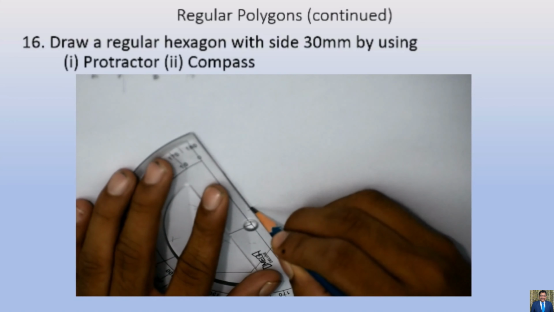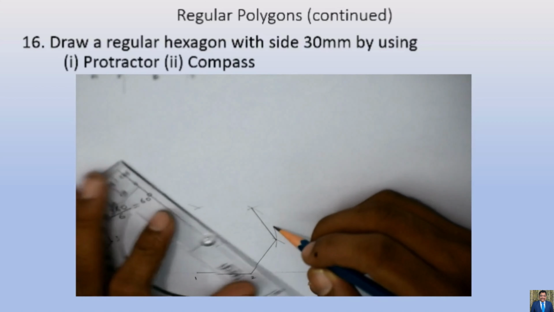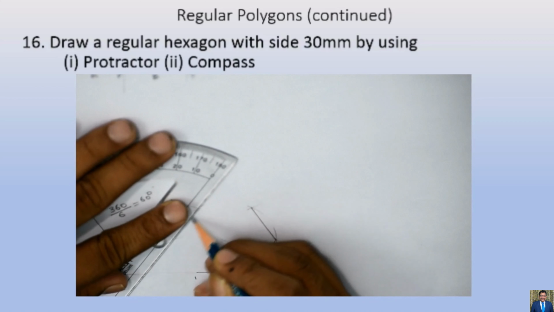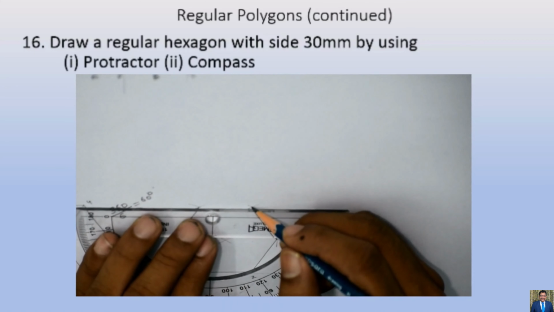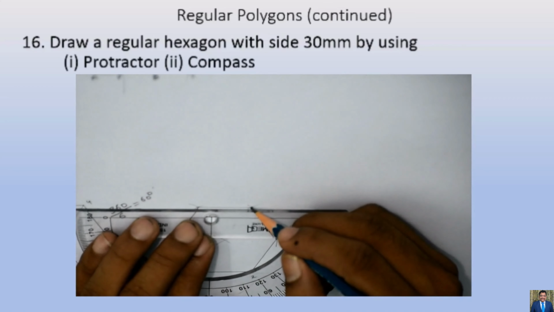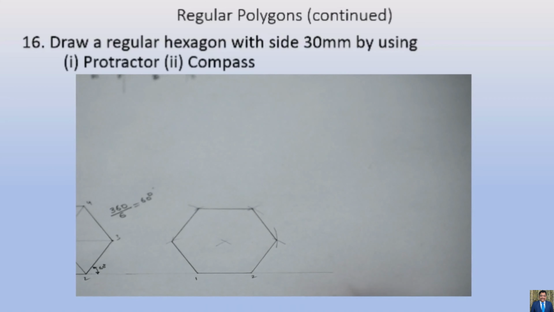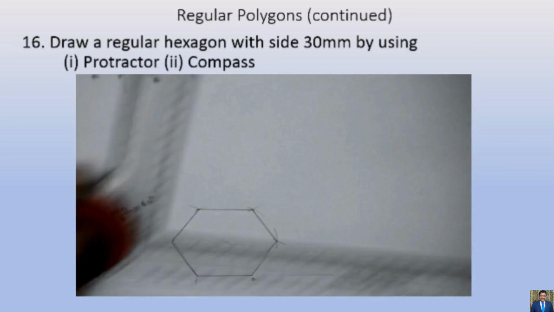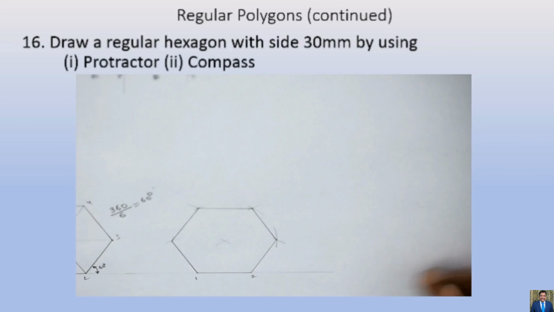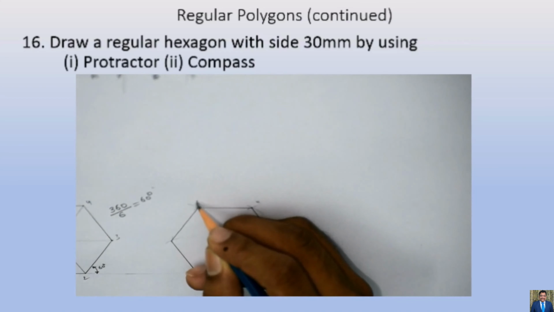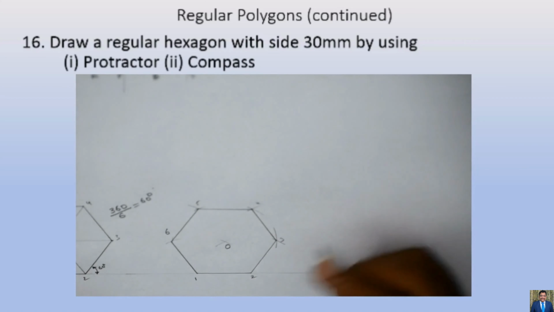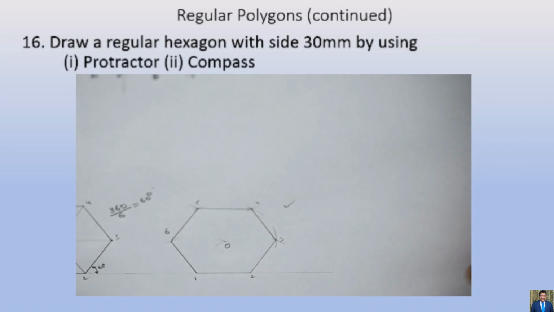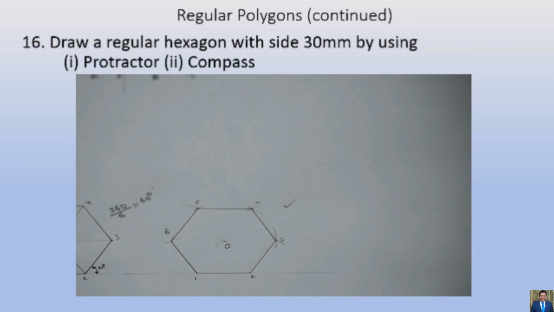When I join the meeting points of the arcs with the other points, I'll get a hexagon. You see that the hexagon has been completed within no time. You can number these sides and points 1, 2, 3, 4, 5, 6 and the center as well. And this method we will follow throughout our engineering drawing course because this is fast. Thank you.